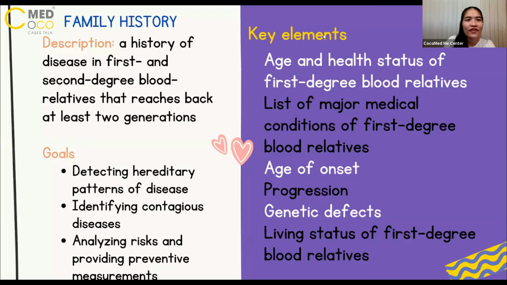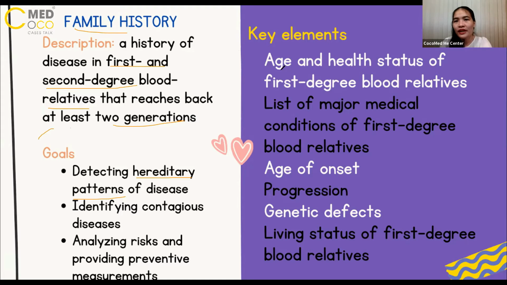But for the family history, you need to take the first and second degrees of blood relatives, and you need to reach back at least 2 generations. That's very important. You cannot take the history really far, because that will not be helpful to you. It doesn't have meaning. But some people related to you, like your parents, first or second generation, maybe your grandparents. The goal is to detect hereditary patterns for some genetic diseases, or identify contagious disease, or analyze the risk of providing preventive measures. So it depends on the purpose, but that can help you to take the family history.